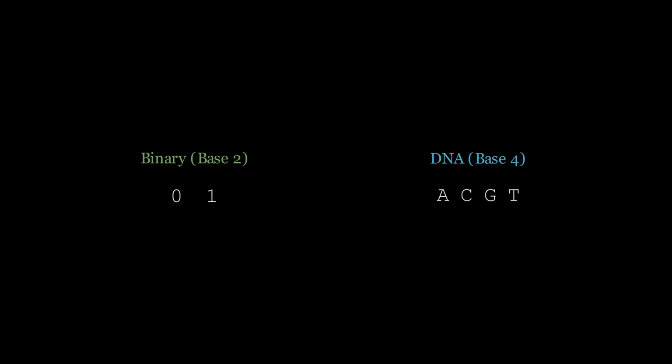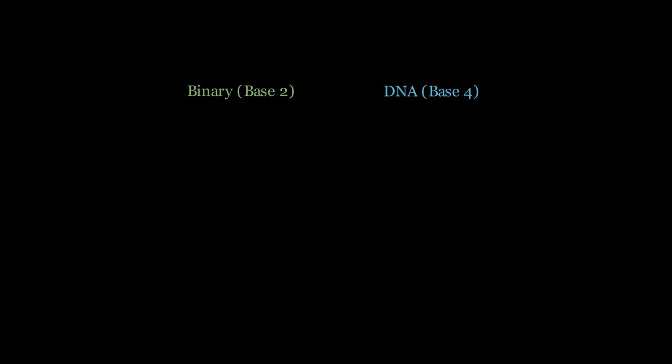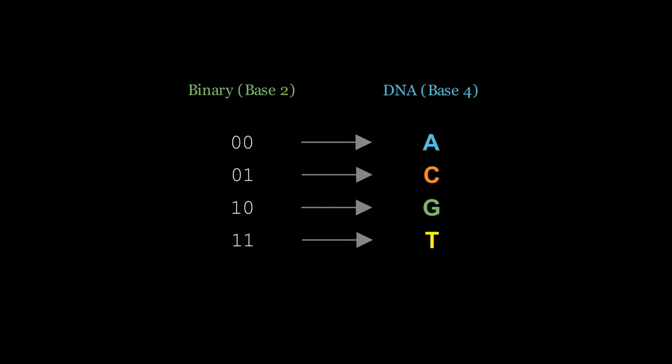The logic behind this is surprisingly elegant. Computers store data as binary, zeros and ones. DNA stores data as base 4. Since 4 is 2 squared, we can map every possible pair of binary bits to a single DNA letter. We can say that 00 equals A, 01 equals C, 10 equals G, and 11 equals T. This simple key allows us to take any file on a computer, an image, a song, or a text file, and translate it directly into a genetic sequence.